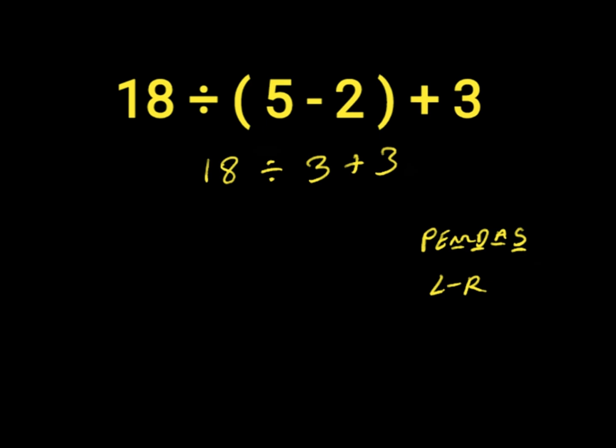18 divided by 3 will give us 6. Then we have 6 plus 3. 6 plus 3 is 9. 9 is the right answer to this expression.